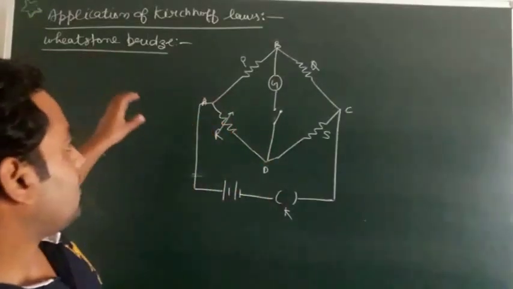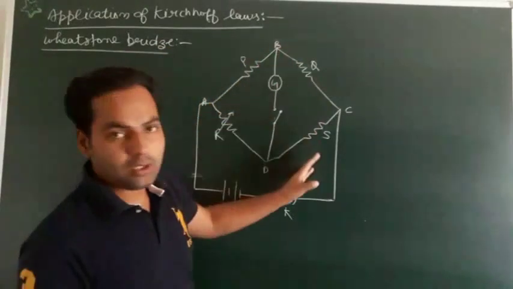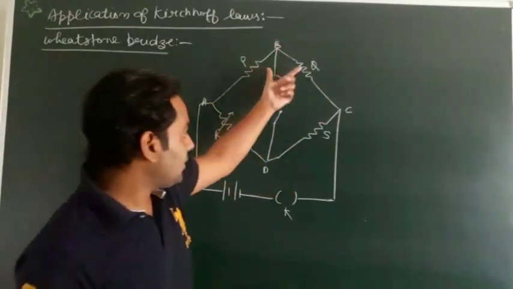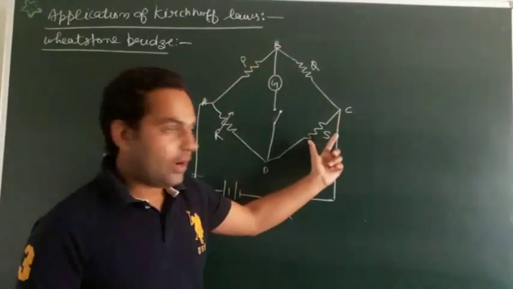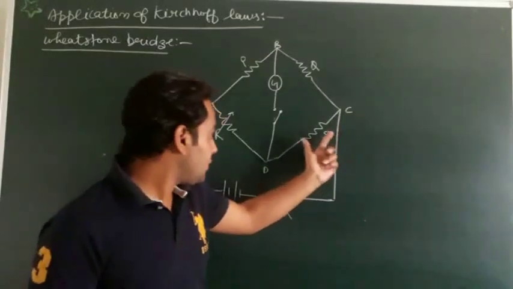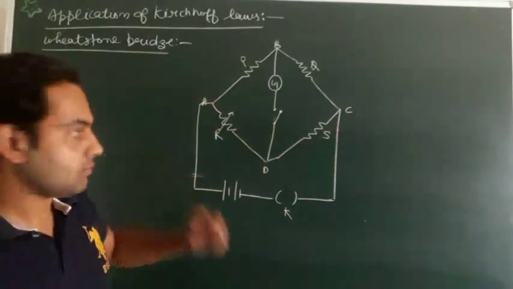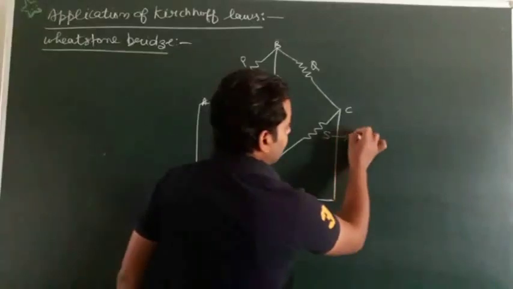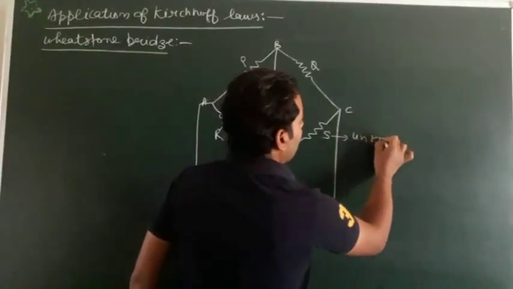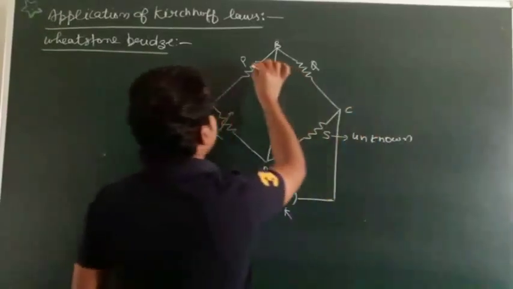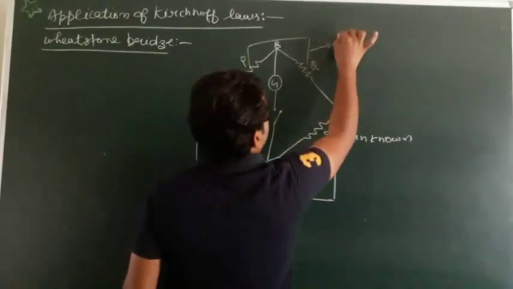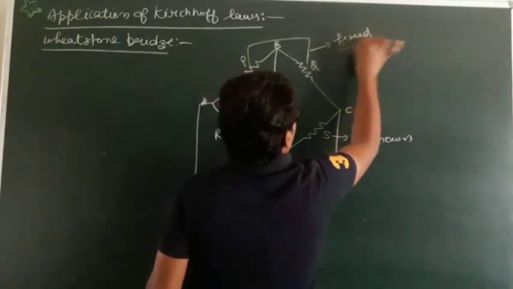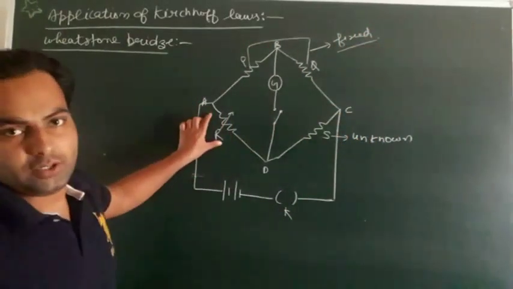So what is its construction? It contains four resistors, of which two are fixed, and one we have to find, the value of the unknown resistance. This is the variable resistance. We have to find S. So this S is unknown and these two are fixed. And this is a variable resistance.